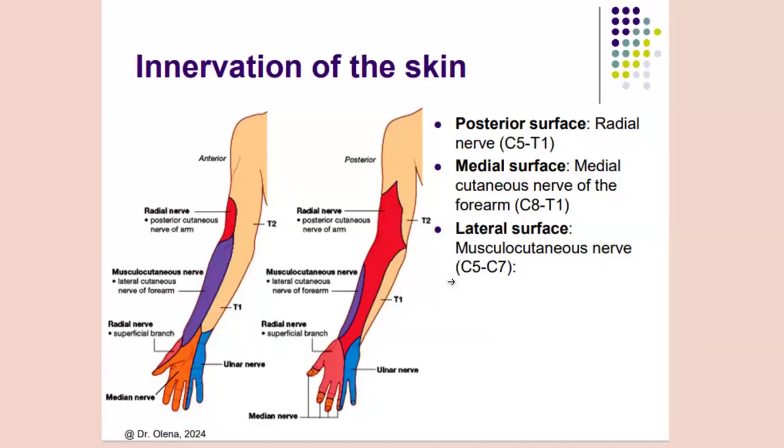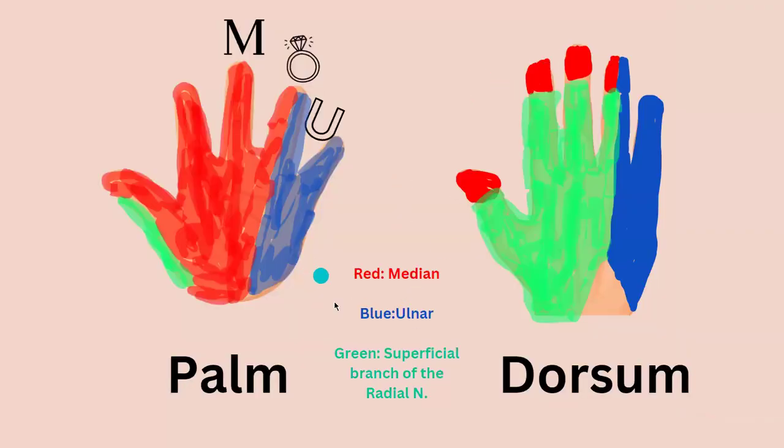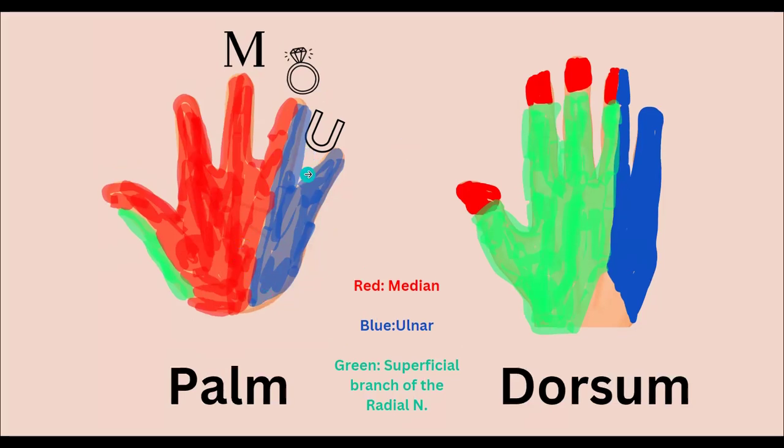Okay, so I'm going to try to simplify this as much as possible. At the palmar surface, you have two main nerves. You have three, but two main nerves that are providing cutaneous sensation for this part. We have the ulnar nerve and we have the median nerve. So just from the shape of the hand, you can see this sort of forms a U shape. So U meaning ulnar.